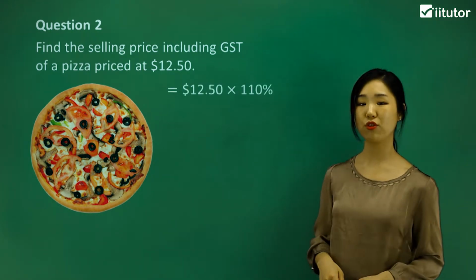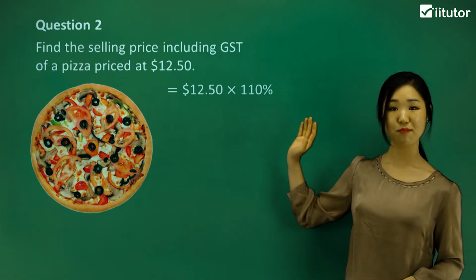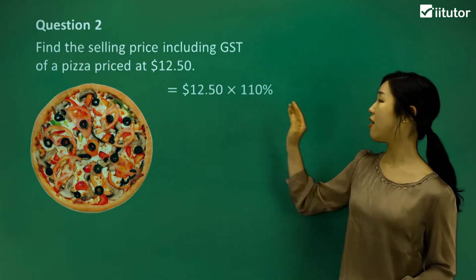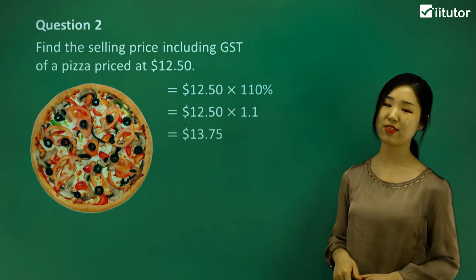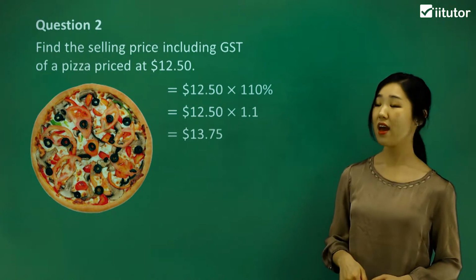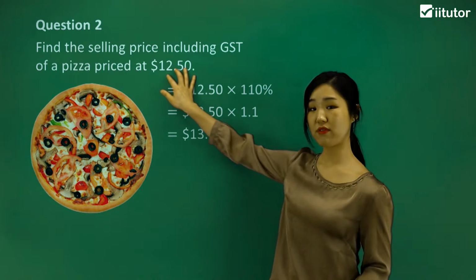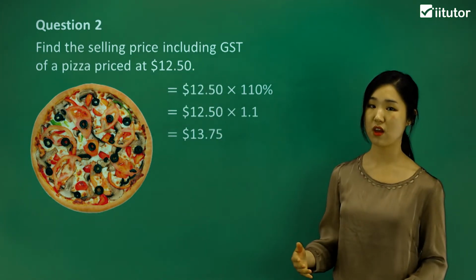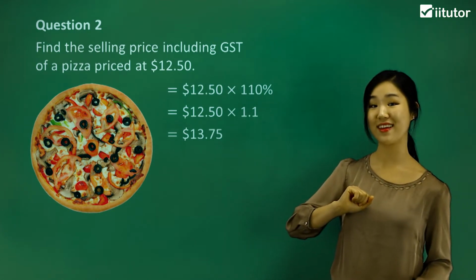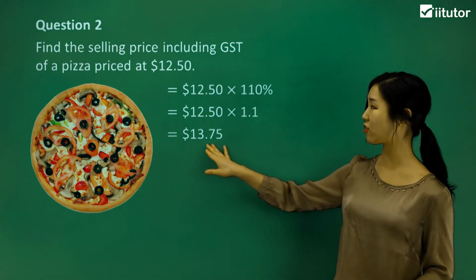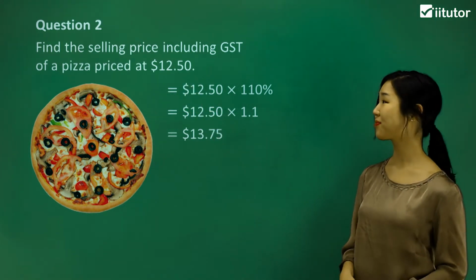So we'll simply do $12.50, times by 110%. Make sense, guys? And then you'll get the answer straight away. 110% is simply 1.1, and you can multiply it together and get $13.75. Now, if you like to do it maybe the longer way, you can actually calculate 10% of $12.50 and then add it on to $12.50. But this is a shortcut, so you can just do it like this if you understand how I got 110%. Make sense, guys? So you can see that we're paying actually more than the initial price of the pizza because GST has been included.